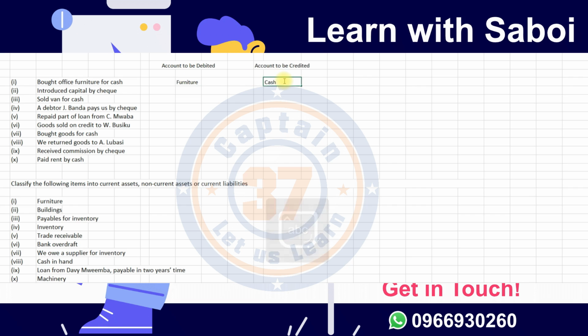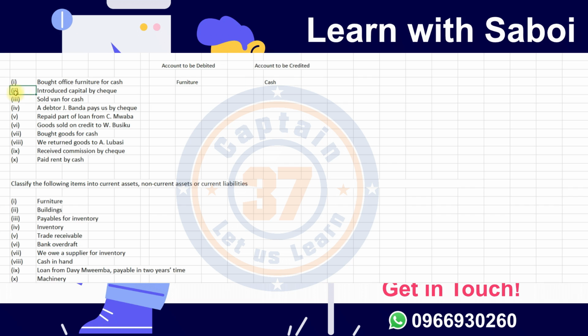Why? Because I go to the room with cash, I remove cash and I go and buy furniture, then I get furniture. So in the furniture account there's furniture. In the cash account, I have removed cash, there's less cash, and so the cash account is credited.